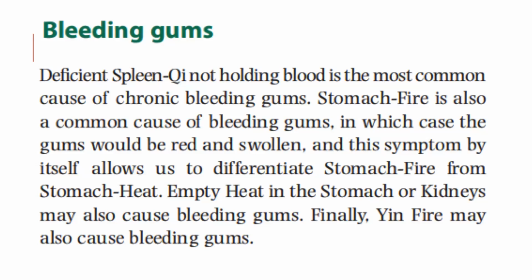Bleeding gums. Deficient spleen Qi not holding blood is the most common cause of chronic bleeding gums. Stomach fire is also a common cause of bleeding gums, in which case the gums would be red and swollen. And these symptoms by themselves allow us to differentiate stomach fire from stomach heat. Empty heat in the stomach or kidneys may also cause bleeding gums. Finally, yin fire may also cause bleeding gums.